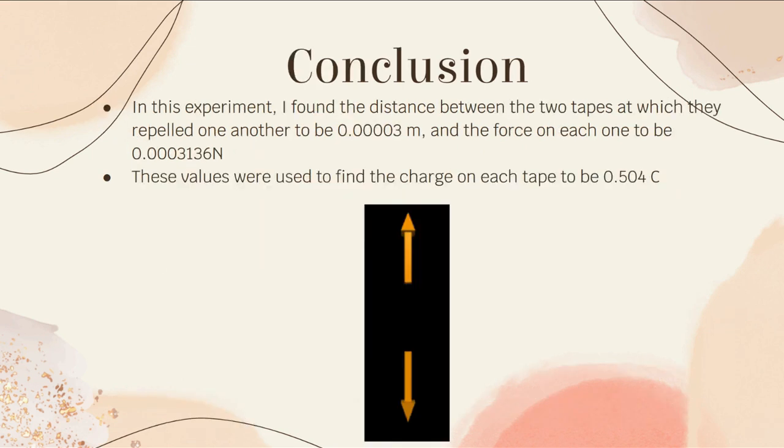So in conclusion, in this experiment, we found that the two tapes repelled each other at 3 millimeters, and that the force on each one was 0.0003136 newtons. And these values were used to find the charge on the tape to be 0.504 coulombs. And here you can see the model one more time.